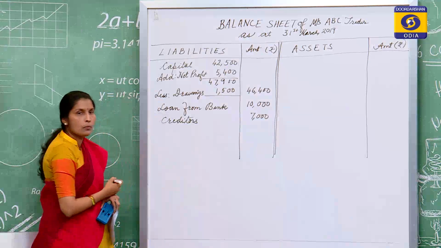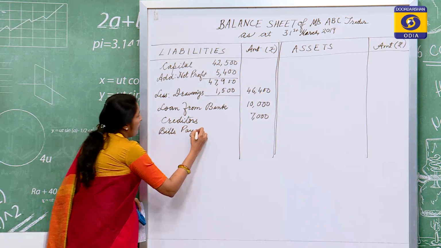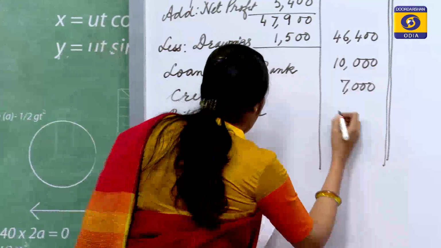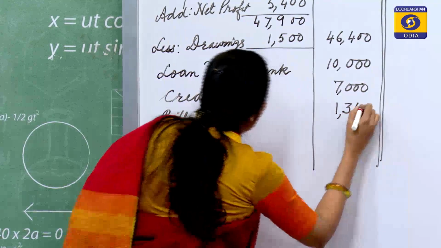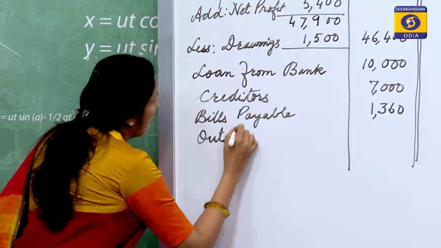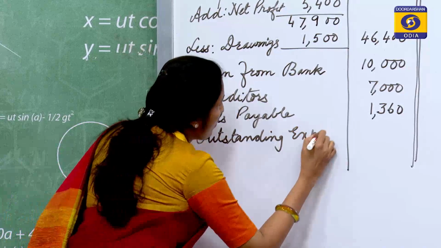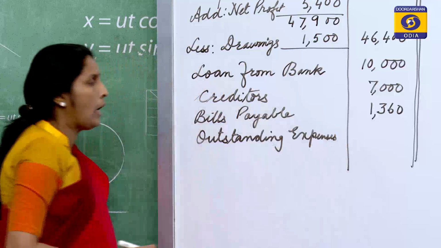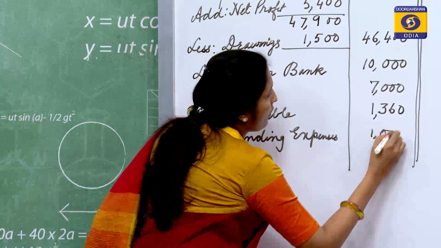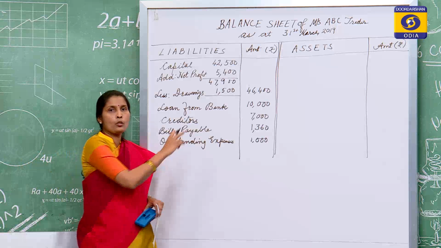Next we have bills payable. So the amount of bills payable given to us is 1,360. And next item we have is outstanding expenses. Now these items I had already told you which items are going to go on the liability side and which on the asset side. So outstanding expenses we have is 1,000, that is given to us in the question. So I hope all the items on the liability side are clear to all of you. Now let's move on to the asset side.